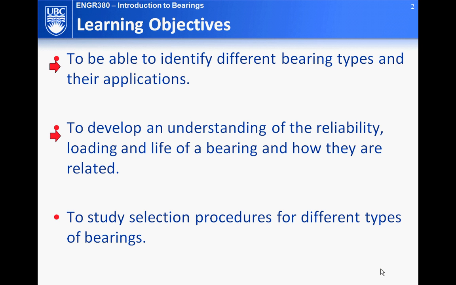So the objective is to be able to identify different kinds of bearing types. We learn what they look like and what their applications are. Develop an understanding of the reliability, loading, and life of bearing and how they are related. This is the calculation part. So you have a catalog, and the question is which bearing shall we choose? The decision should be based on the calculation of current loadings and desired life of the bearing.